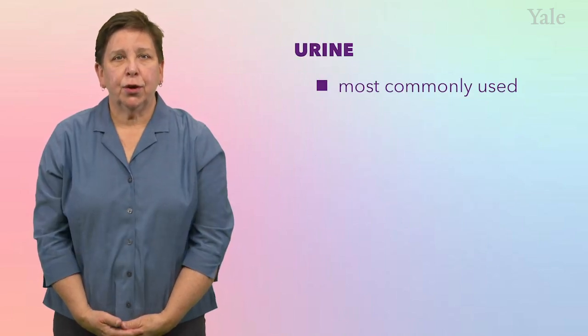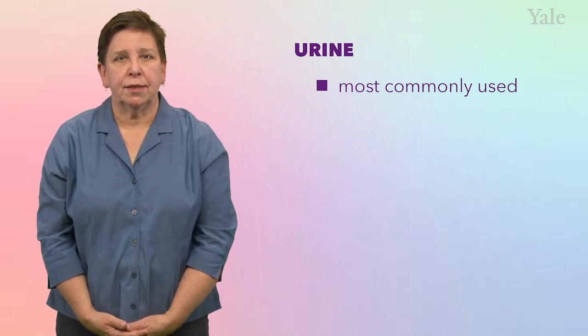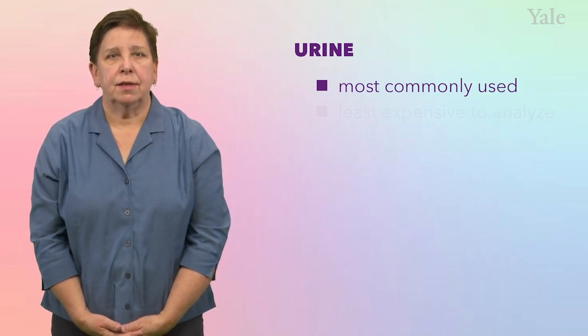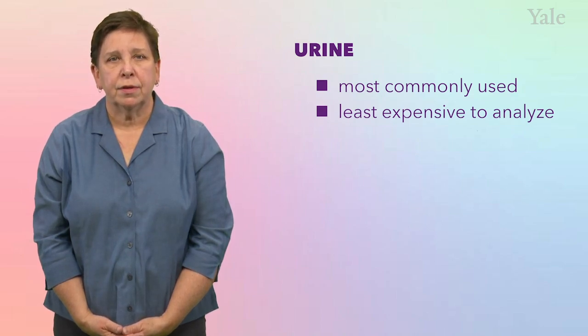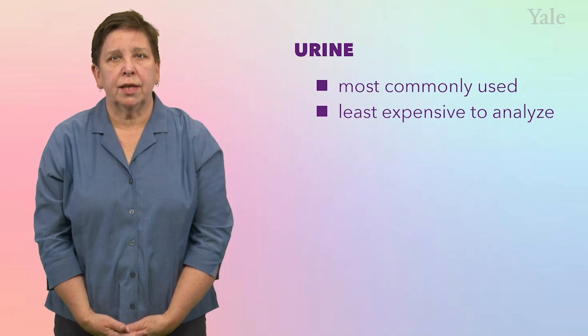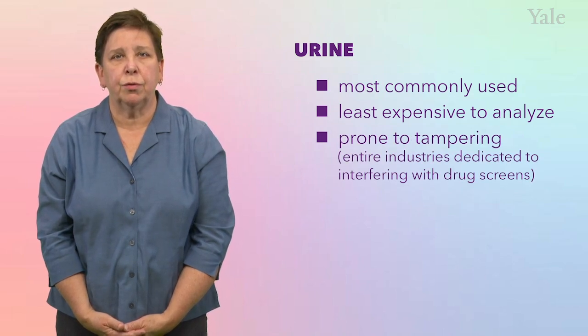Today, urine remains the most commonly used of all drug testing matrices. It is the least expensive to analyze, it has well-established cutoff levels and use guidelines. Some drawbacks to using urine drug testing are that it is most prone to tampering through dilution or substitution.